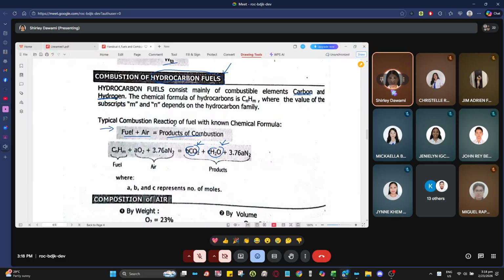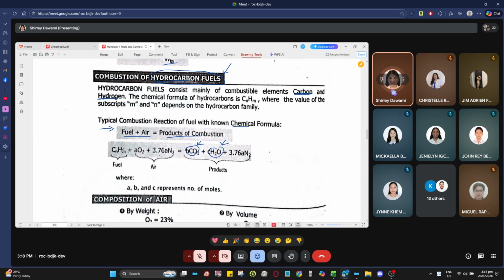This is the typical combustion reaction of fuel with a known chemical formula. So for hydrocarbon fuels, when they burn in oxygen, they produce CO2 and H2O, which are some of the products of combustion. So we have fuel plus air equals products of combustion.